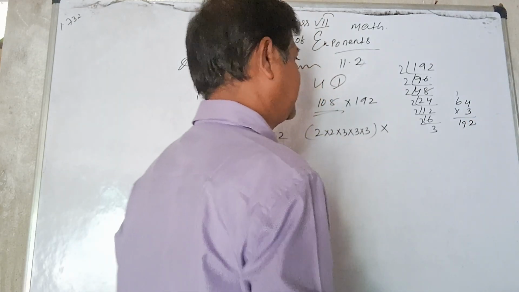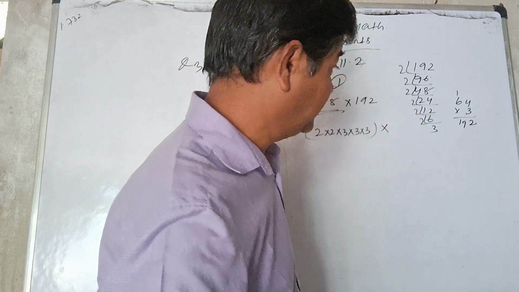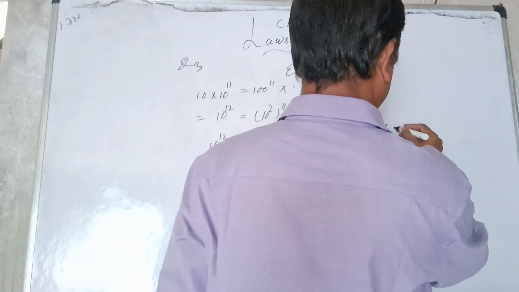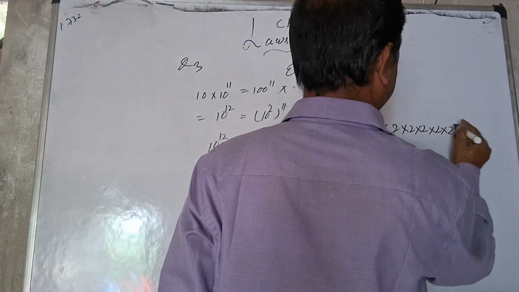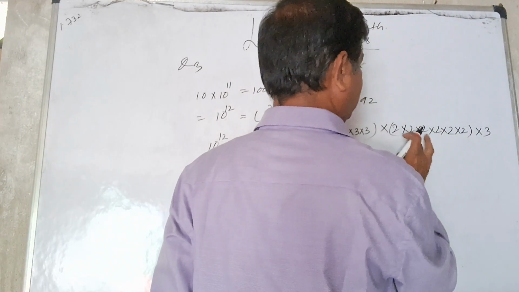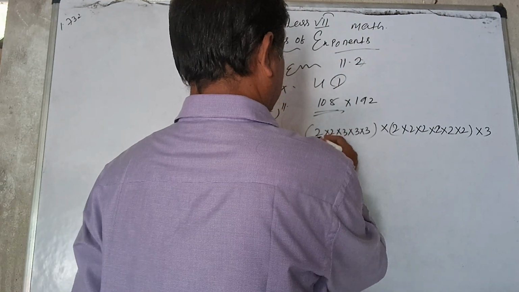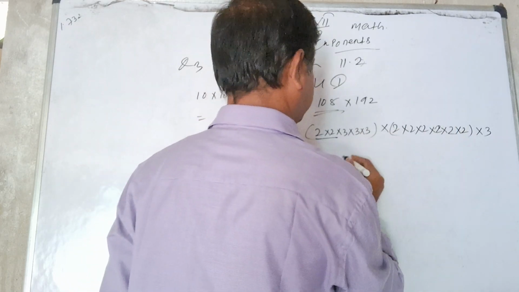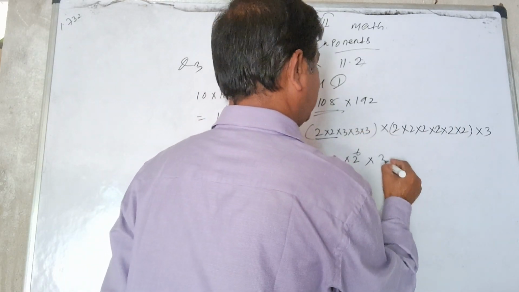In 192, how many 2s are there? 1, 2, 3, 4, 5, 6. So 2 into 2 into 2 into 2 into 2 into 2 into 3. How many 2s? 6. So 2 to the power 6. Into 3, how many? 3 to the power 3.